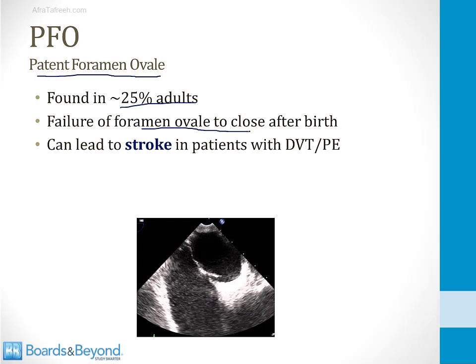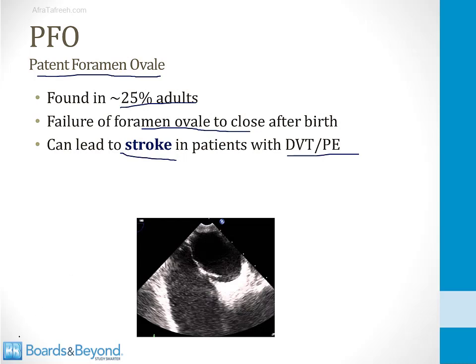The one potential clinical consequence of a PFO is that it can lead to stroke in patients who have a blood clot in the venous system. For example, if patients develop a deep vein thrombosis or a pulmonary embolism, they can have a piece of that clot cross the PFO, and this can cause a stroke.